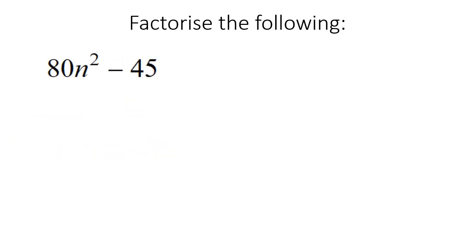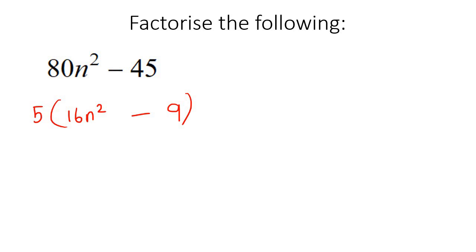And here's our last example. So this is not a perfect square. 80, you can't find it. Neither is 45 actually, but then we need to remember, take out a common factor. So I think the common factor is 5. Now, 80 divided by 5 will give you 16, and then 45 divided by 5 is 9. Okay, so there we go.